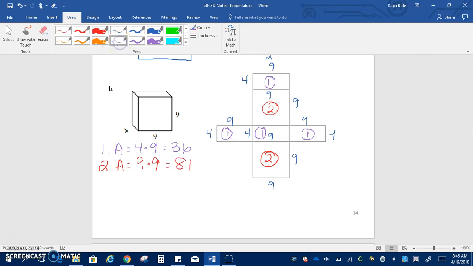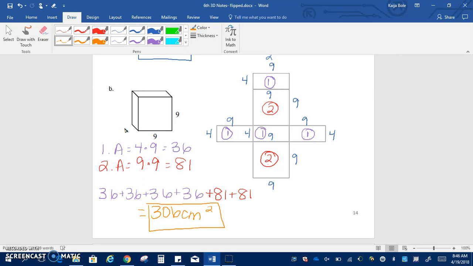So now we need to add up all of our individual numbers. So we're going to have 36, we need 4 of them, plus 36, plus 36, plus 36, and then 2 81s, plus 81, plus 81, to give us a grand total here. When you add all those up, you get 306 centimeters squared.